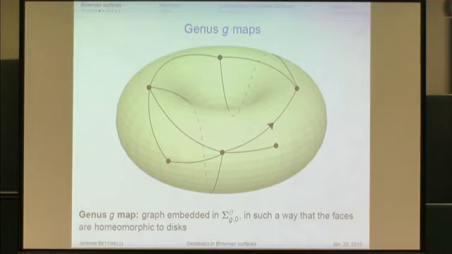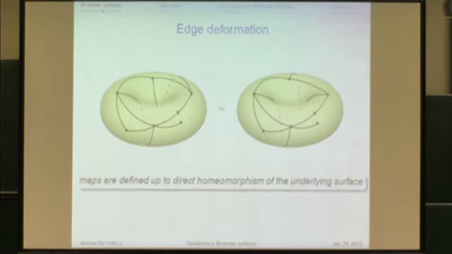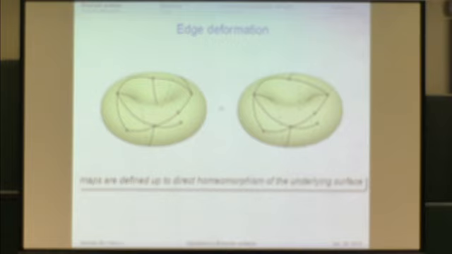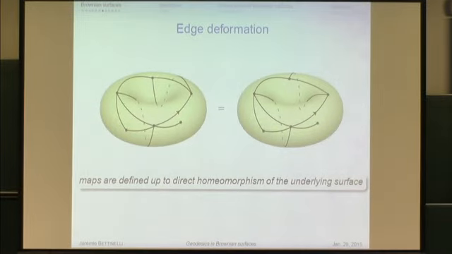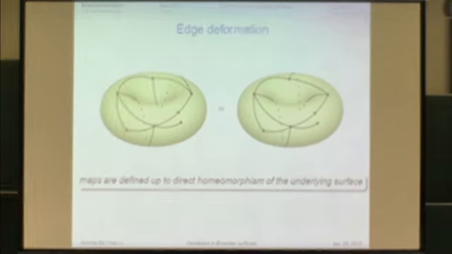And here the definition is a bit trickier, because the deformation of the edges we are allowed to do is actually a bit more complicated, because the proper way to do things is to consider maps up to homeomorphisms of the underlying surface.